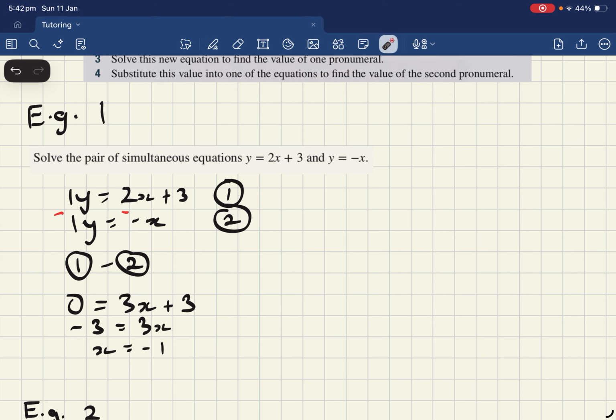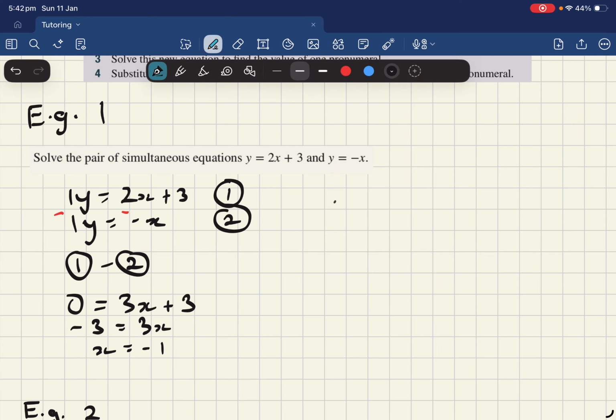Now that I have this, I can substitute into either of these equations, but like I said in the last video, we always want to go for the path of least resistance. So substitute back into the easier of the two equations, just to minimize the potential for us to make any mistakes. So we're going to sub into equation 2. So what we get is that y equals minus negative 1. And when we have a double negative, that becomes a positive, so y equals 1. Now, this is the solution to the simultaneous equations.